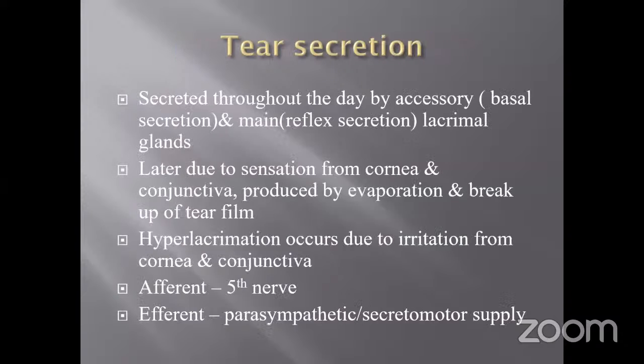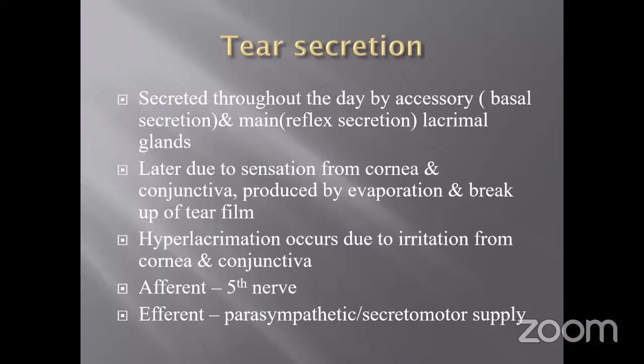Now, tear is secreted mainly throughout the day by lacrimal glands. So we have accessory lacrimal glands and also main lacrimal glands. We have two types of secretion. One is a basal secretion and the other one is a reflex secretion. Basal secretion means the tear is also produced while we are resting. That is mainly by the accessory glands. Reflex secretion means in response to some reflex, like in an injury or in some cases when we are having any exposure to irritants, wind, something like that.